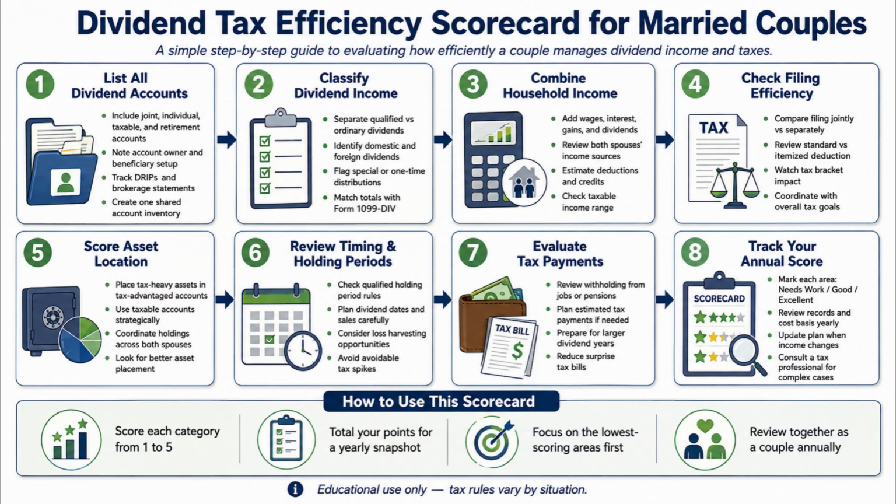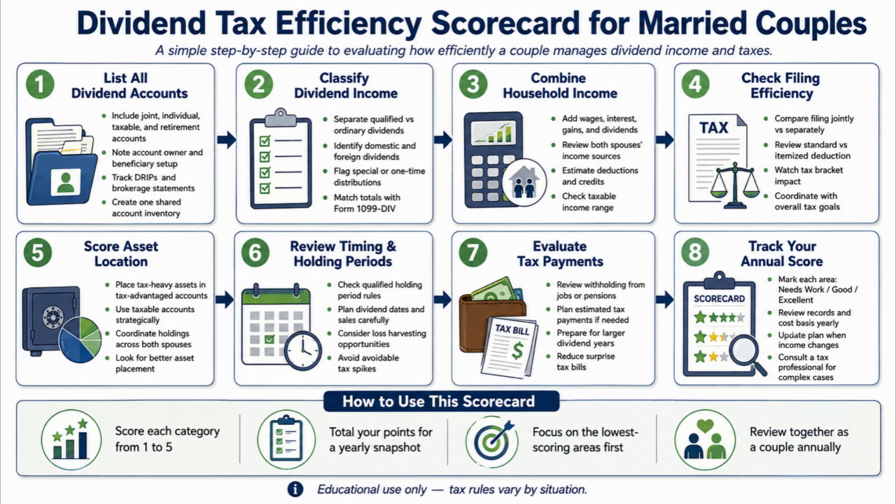First, couples should begin by listing all dividend accounts. This includes joint accounts, individual accounts, taxable brokerage accounts, and retirement accounts. It is important to note who owns each account, who the beneficiary is, and where dividend income is being generated. By creating one shared account inventory, couples can avoid missing statements, reinvestments, or taxable income during the year.